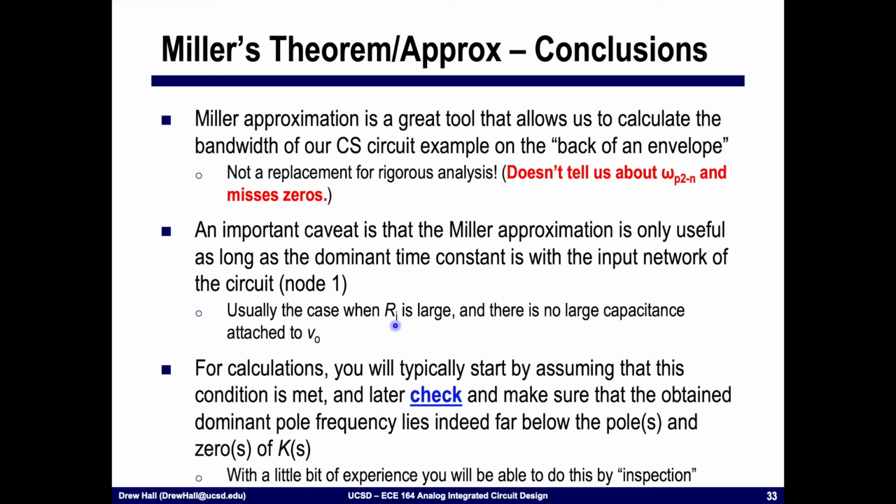And so you might find yourself asking, well, how do I know how to proceed then? You would typically start by assuming that the conditions that we established on the previous slides are met, and then come back and check that your dominant pole is in the right location, and that it's not near the other poles or the zero, such that K of S can be treated as a constant. After you've done this a few times, it'll kind of become natural, and you'll be able to more or less do this by inspection. Okay, which is really where it becomes much more powerful as just a back of the envelope analysis.